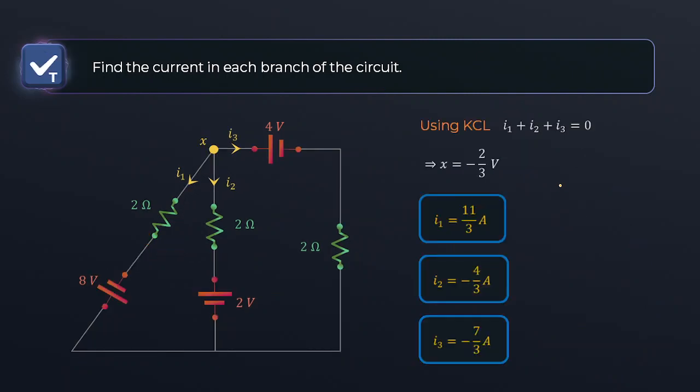So let us simplify. When you put the value of X, that is -2 by 3, we have I1 that is 11 by 3 ampere. I2 is -4 by 3. The minus sign indicates that the direction of flow of current will be opposite, right? Similarly, I3 will be minus 7 by 3 ampere. Simple. So the first law is very simple, very easy, right?